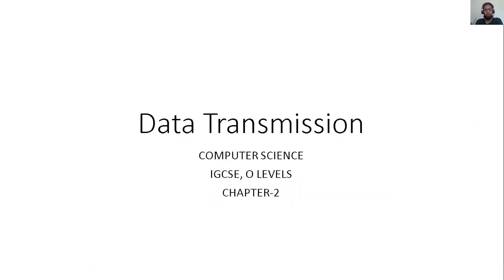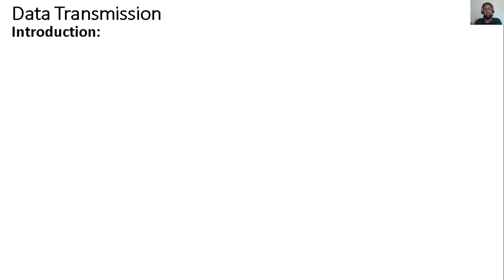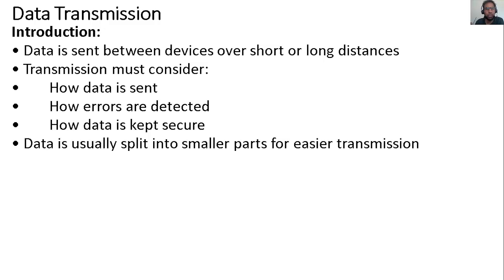Now that's the next topic and the next chapter for the O Levels IGCSE book, that is data transmission. In data transmission, what it means is simply transmitting data between devices, from one device to another device. So let's see the introduction of this chapter.